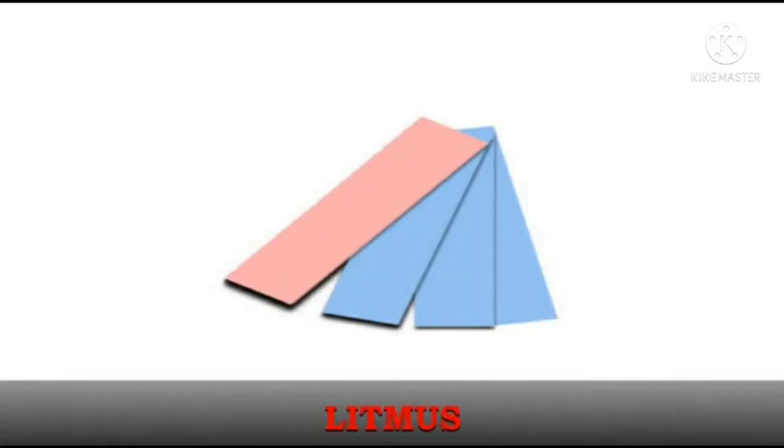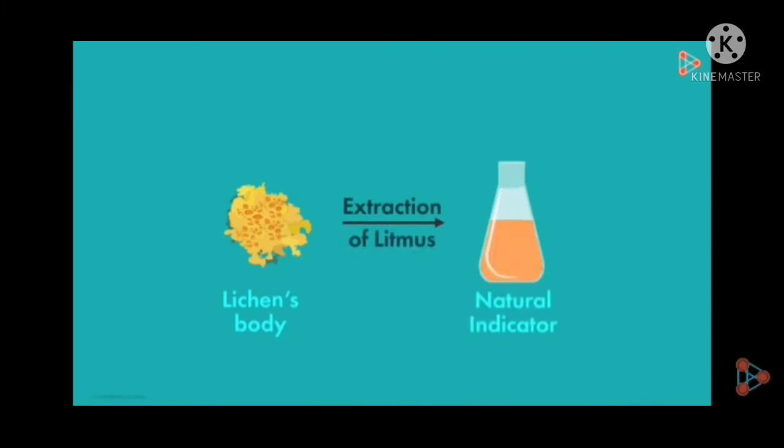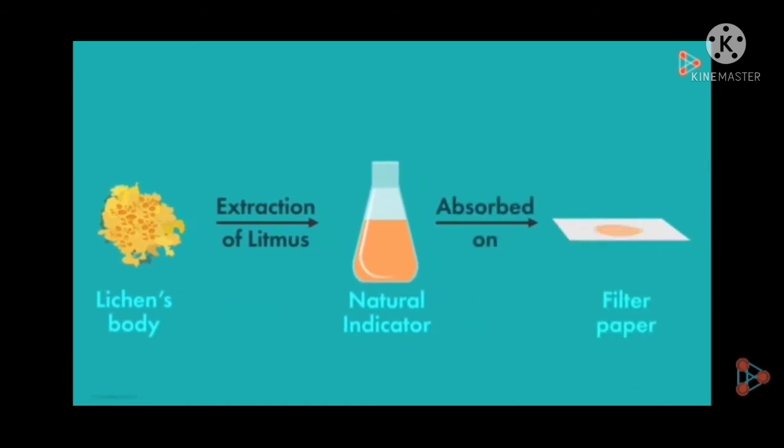Next natural indicator is litmus. The most commonly used natural indicator is litmus. Litmus is extracted from lichens. The substance extracted from the lichens body is called litmus. It is used as a natural indicator. The litmus obtained from the lichens body is a mixture of some dyes that are usually absorbed on a filter paper. This paper is used as an indicator for detecting acids and bases.